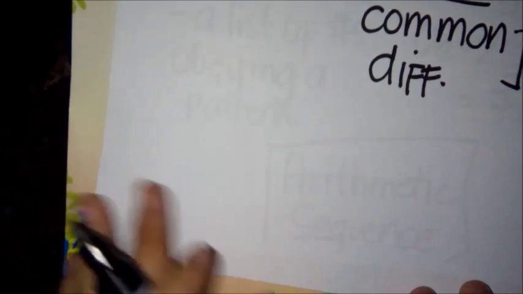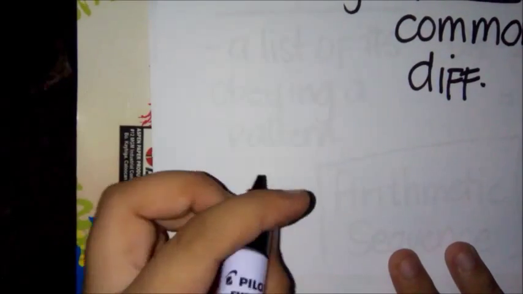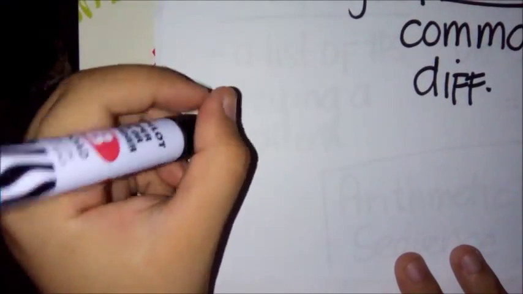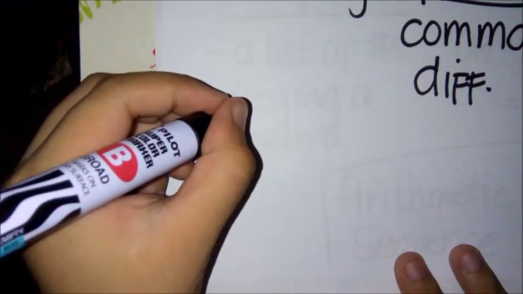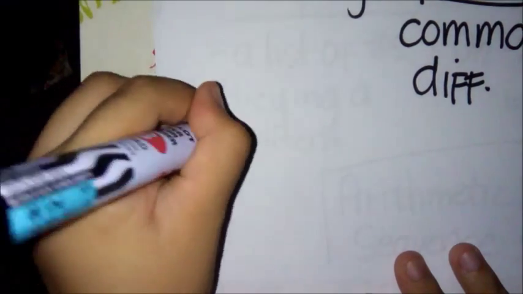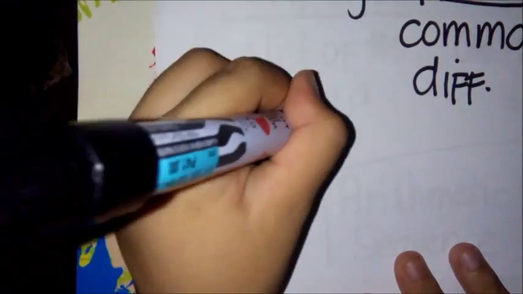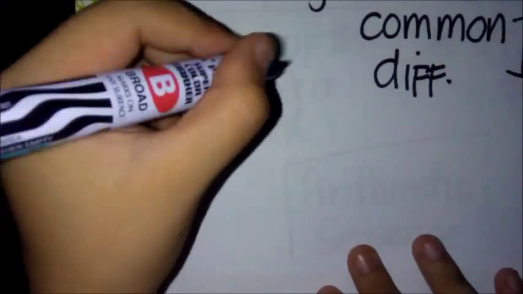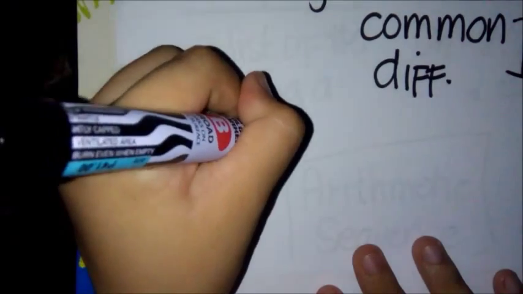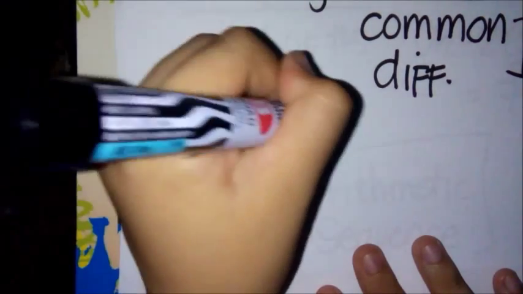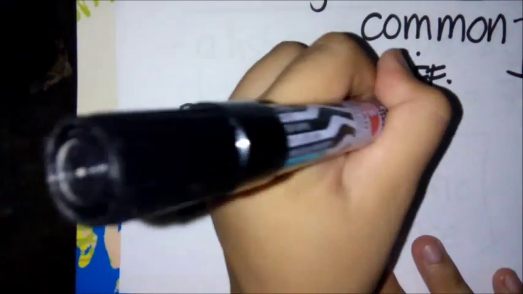So, let us try to understand the parts of an arithmetic sequence by finding the nth term of the arithmetic sequence. This is denoted by a sub n is equal to a sub 1 plus n minus 1 times d.